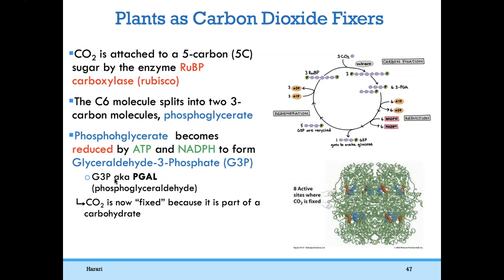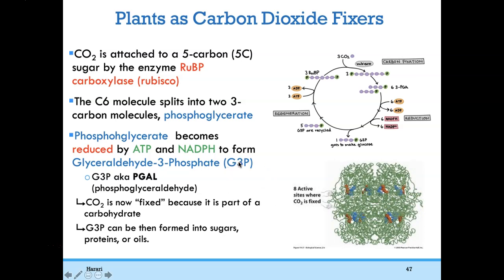We can say carbon dioxide was fixed because it was once just carbon dioxide in the atmosphere, but now it's part of a carbohydrate. It's part of a physical sugar. This G3P can be used to make not only sugars, but also proteins and oils. So everything that a plant needs can be made from this glyceraldehyde 3-phosphate.